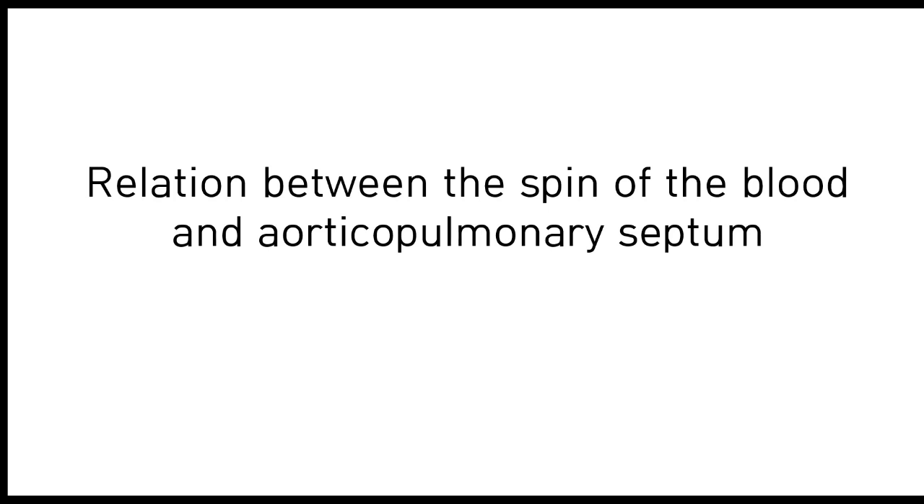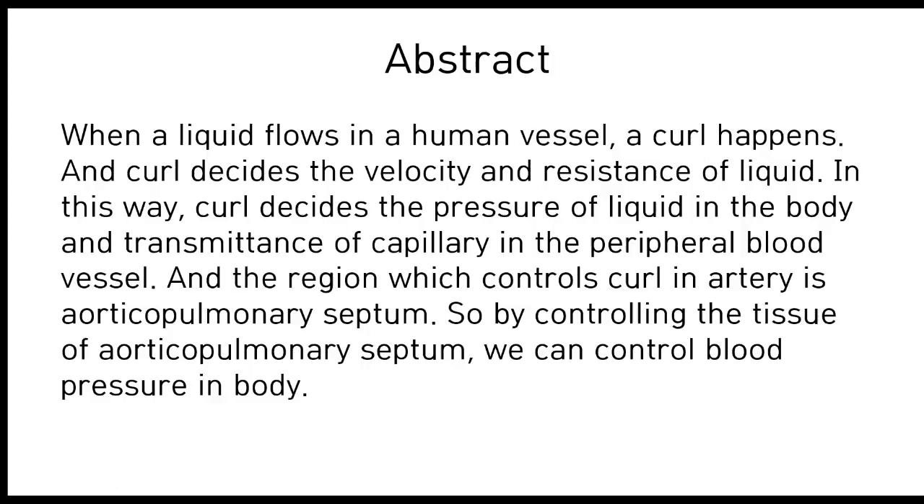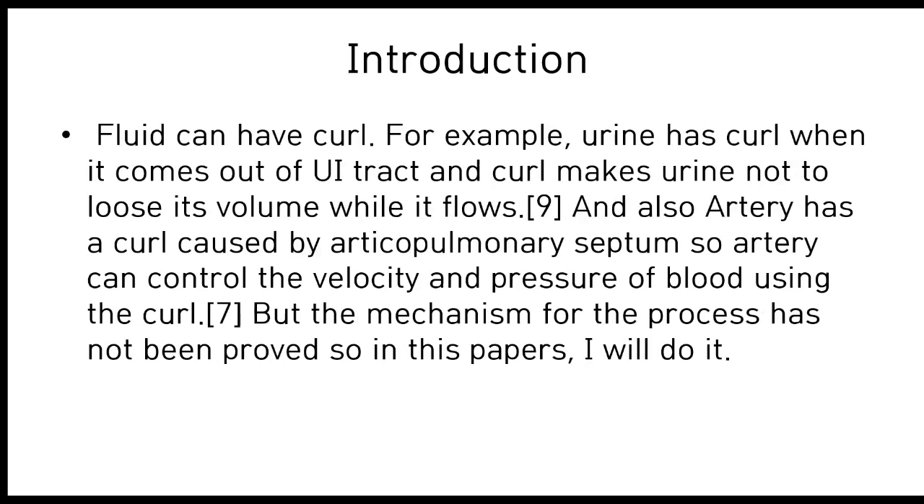Mathematica, I will talk about the relation between the spin of the blood and aorticopulmonary septum. When a liquid flows in a human vessel, a current happens, and current decides the velocity and resistance of liquid. In this way, current decides the pressure of liquid in the body, and transmits to the capillary in the peripheral blood vessel, and the region which controls current in the artery is aorticopulmonary septum. So by controlling the tissue of aorticopulmonary septum, we can control blood pressure in body.